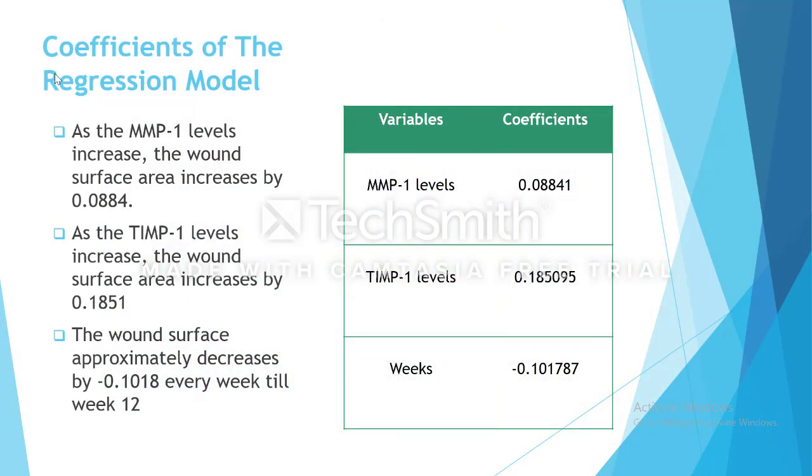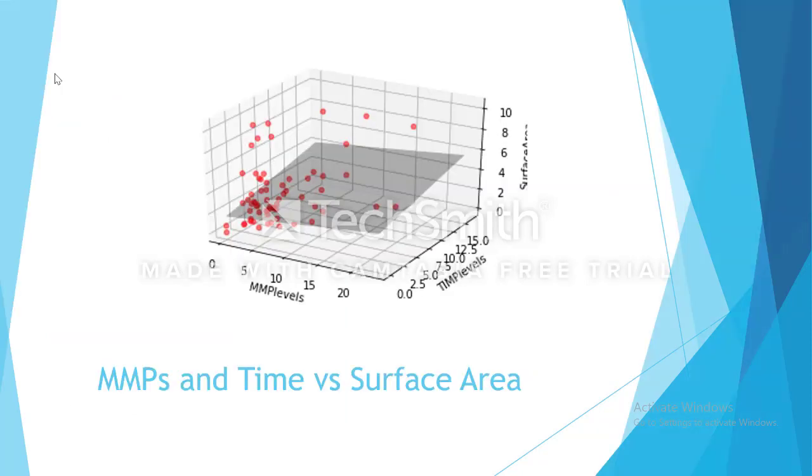The coefficient for the MMP levels was 0.08841. For the TIMPs, it was 0.185095. And for the weeks, it was negative 0.101787. From this table, you can conclude that for the weeks, the surface area was decreasing by that coefficient.